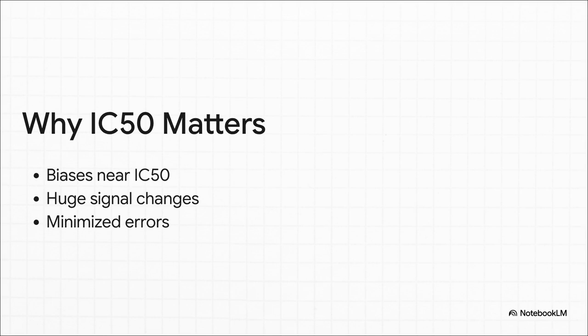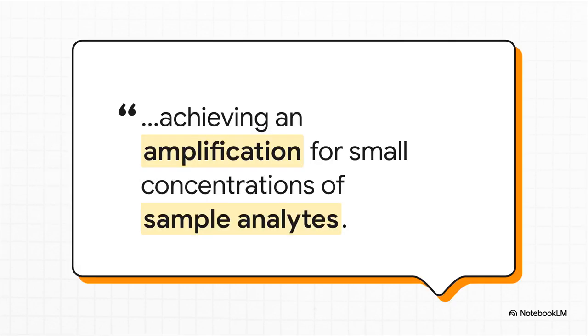If you tried to measure at those flat extremities of the curve, one tiny error could throw off your whole reading. But at the IC50, the signal is so loud and clear that the margin of error just plummets. I actually love this quote from our source material because it totally cements the real-world value of all this complex theory. By targeting the IC50, you are, quote, achieving an amplification for small concentrations of sample analytes. It's just an incredibly elegant physical solution to a really complex data problem.